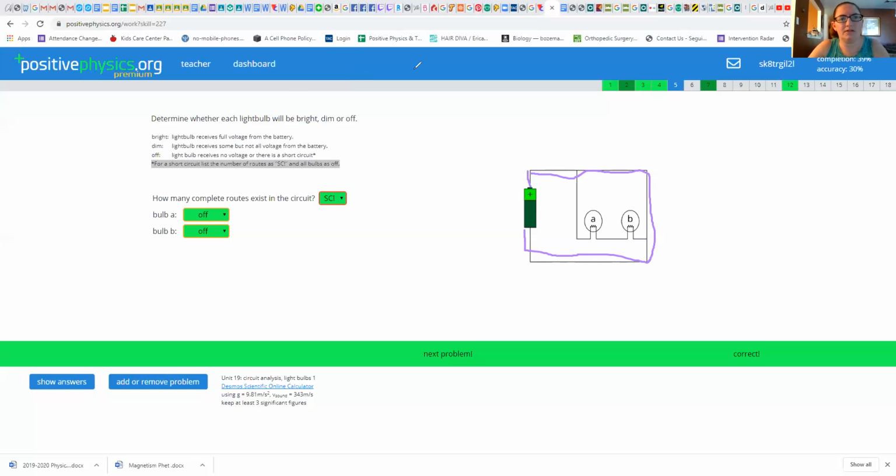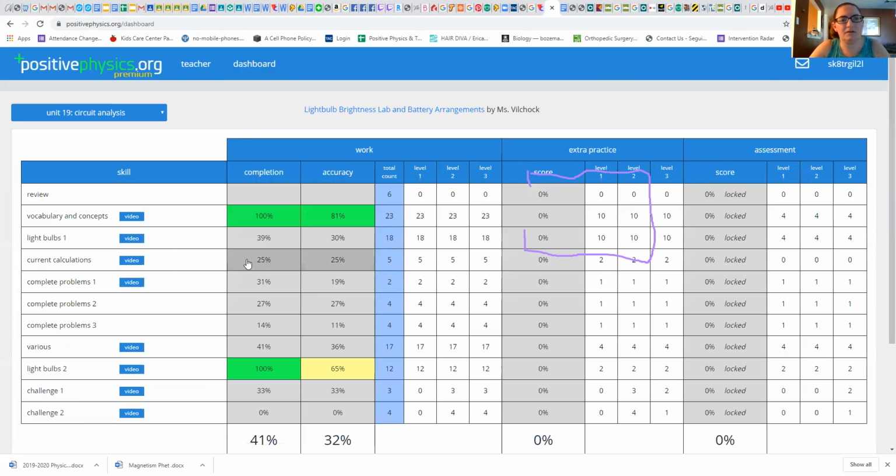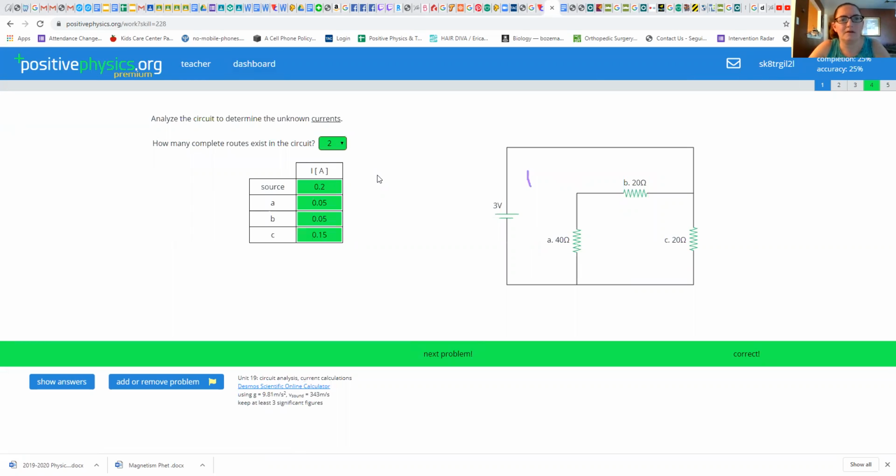So the next one is current calculations. So I'm going to go back to my dashboard and go in through current calculations. Again, clicking on completion or accuracy will take me in there. And it says analyze the circuit to determine the unknown currents, how many complete routes. So this is the one that I showed you guys before on the old one. This is basically a mixed circuit. I'm not going to go in the long way. Don't worry about this one too much. I gave you the answer on the previous video. I'm not going to do this one on here. It's just going to take way too long.